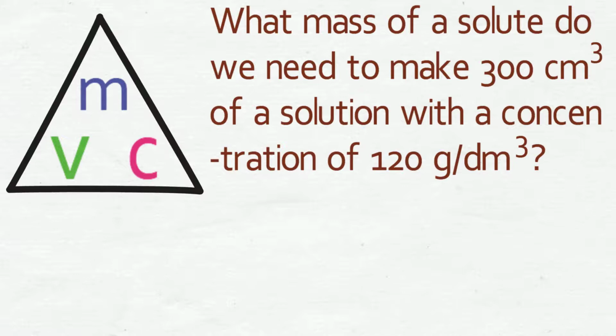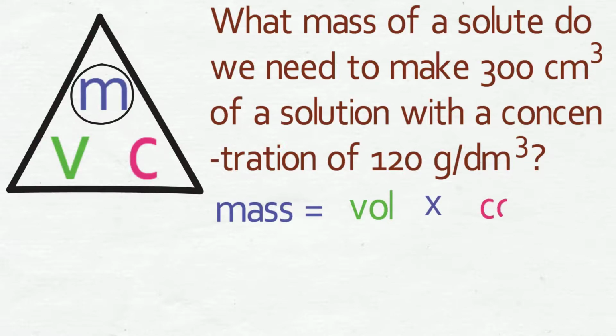So to find out the operation that we undertake, we cover up what we are trying to find on the formula triangle. In this case it's mass, so when we cover up mass we see that we need to multiply the volume by the concentration. Volume should be in decimeters cubed. Currently the volume is in centimeters cubed, and to convert it from centimeters cubed to decimeters cubed we divide by 1000. So we divide 300 by 1000 and this gives us the volume of 0.3 decimeters cubed.